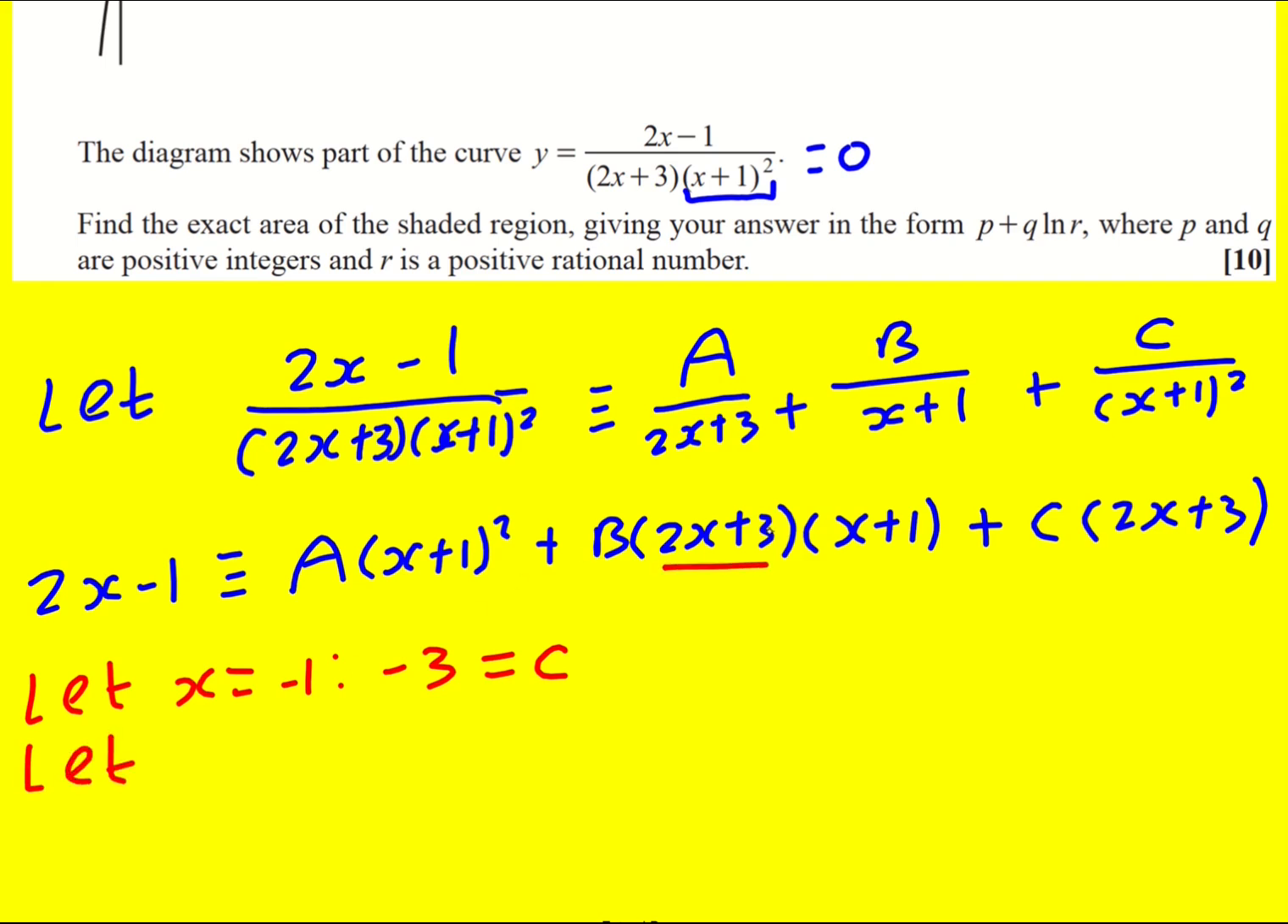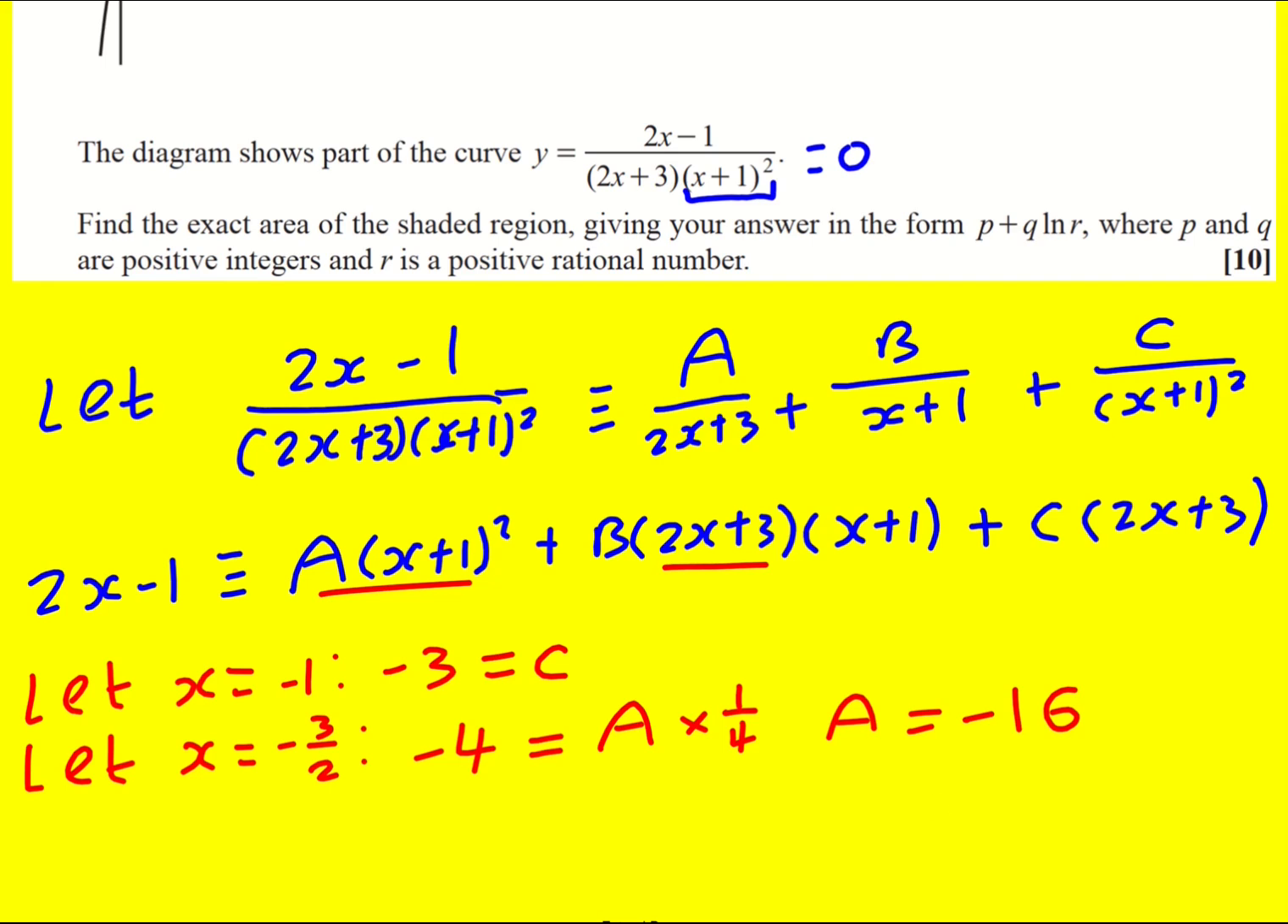Next, I want this bracket to be 0. So I'm going to let x equal -3 over 2. So 2 times -3 over 2 is going to be -3. I'm going to get -4 on the left-hand side. And then it's just this term now that doesn't cancel, and I'm going to get a. Now it's going to be a times, so -1.5 plus 1 is -1/2. And (-1/2) squared is going to be a quarter. So a is actually -16.